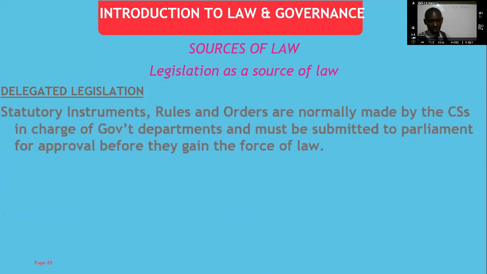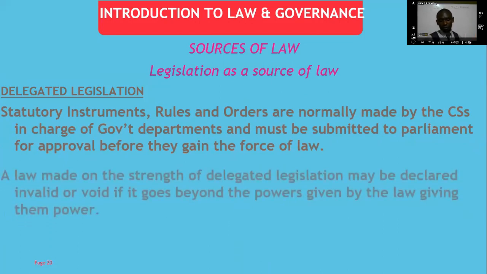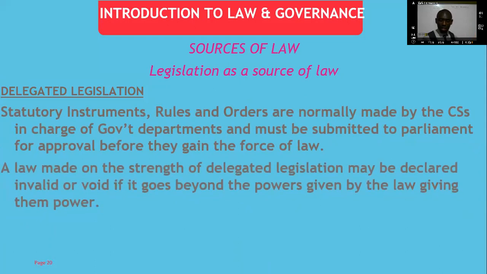Still on delegated legislation, statutory instruments, rules, and orders can be made by CSs in charge of various departments. And so they need to be submitted to Parliament for approval before they gain the full force of the law. A law that is made on the basis of delegated legislation can be declared invalid or void. This is where you are supposed to legislate on matters of, say, wild animals, then you decide to legislate even on stray dogs. So you are basically going beyond the power.